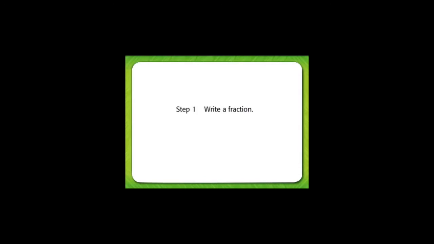First, we need to write a fraction. We know that there are 24 hours in a day. The koala spends 18 of these hours sleeping. So 18/24 represents the amount of time the koala spends sleeping. Next, divide by common factors. A common factor of 18 and 24 is 2. So divide the numerator and denominator by 2. The resulting fraction is 9/12.